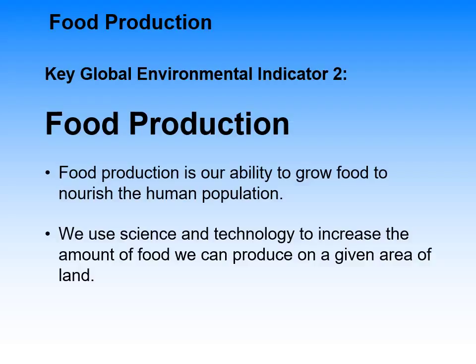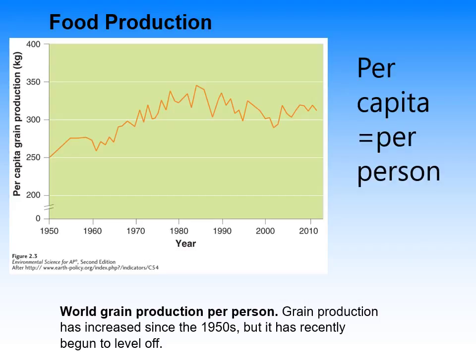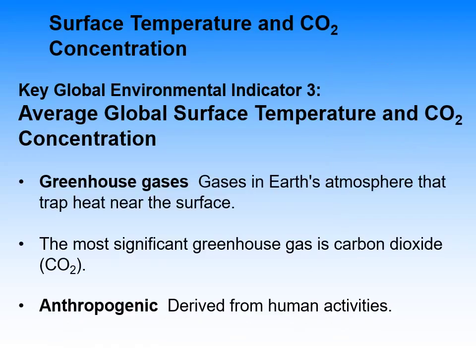Global indicator number 2 was food production, and that's our ability to grow food to nourish the entire human population. We use science and technology to increase the amount of food. Also remember that when we talk about these graphs, often they're reported in per capita, which just means per person. Which leads me to key environmental indicator number 3.